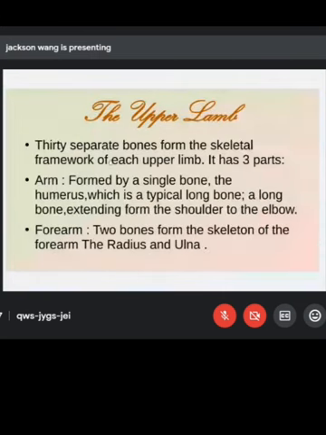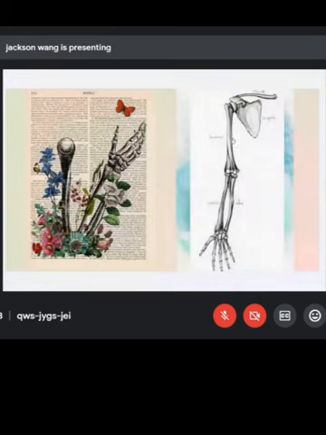The upper limb, ou bien le membre supérieur, 30 separate bones form the skeletal framework of each upper limb. It has 3 parts: arm, forearm and the hand, le bras, l'avant-bras et la main. Arm, formed by a single bone, the humerus, which is a typical long bone. Long bone extending from the shoulder to the elbow. The elbow, c'est le coude. Forearm, c'est l'avant-bras. Two bones form the skeleton of the forearm, the radius and ulna. Le radius et le cubitus. Voilà, c'est le membre supérieur, the upper limb.